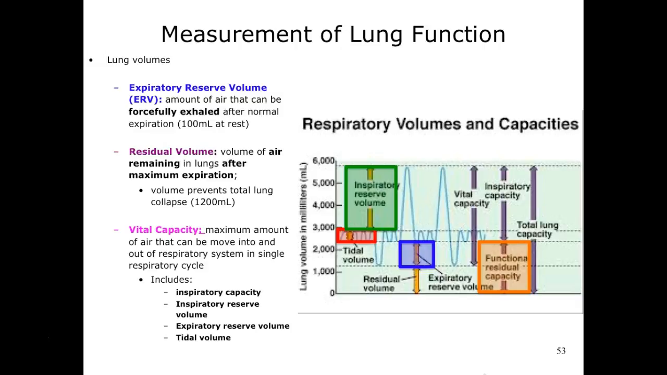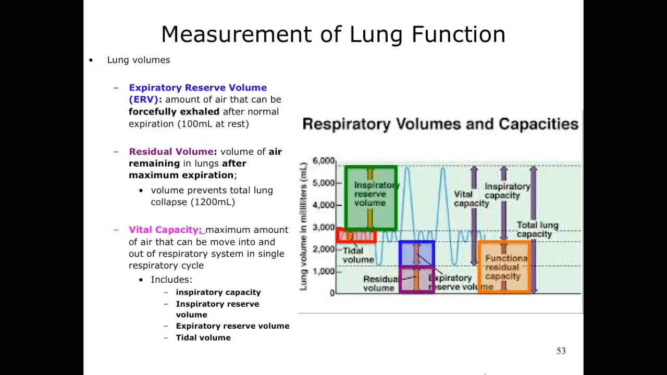So let it out, and then you can contract your abdominal muscles and those internal intercostal muscles, pushing all of that air out of your lungs as much as possible. And that is going to be 100 milliliters at rest.